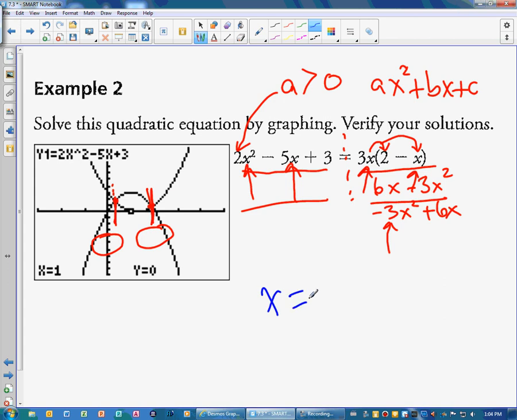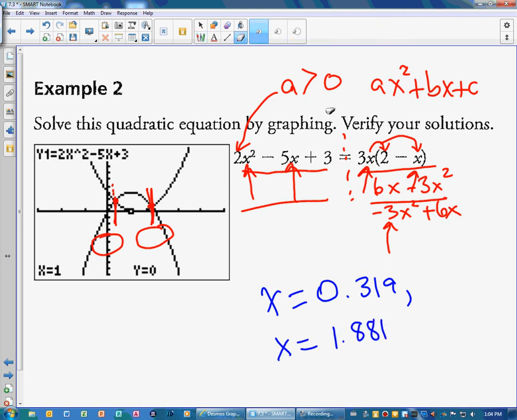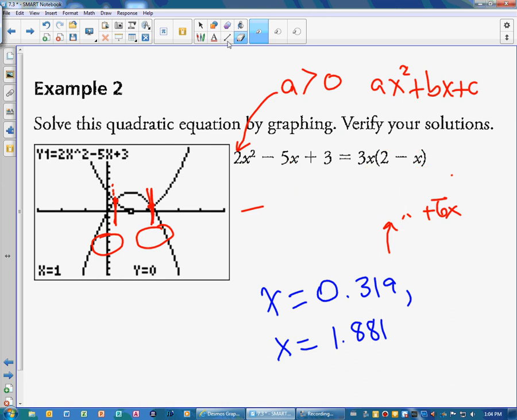X is either 0.319 or x can be 1.881. That means that I can take either of these values, I can plug them anywhere I see an x, and I could calculate the value of the left side, calculate the value of the right side, and it would be exactly the same. So typing it into an online graphing calculator, not very difficult. We'll get to graphing them by hand, but for now you got it pretty easy. All right, 7.3 is done.